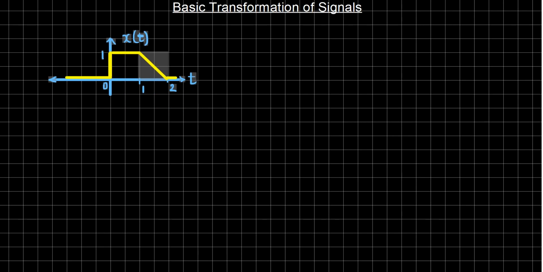Consider the signal that is being shown on the screen. This signal takes the values like this. The signal is 0 from minus infinity to 0. It takes the value 1 between 0 and 1. The signal decreases linearly from 1 to 0 between 1 and 2. Let's consider this simple signal.